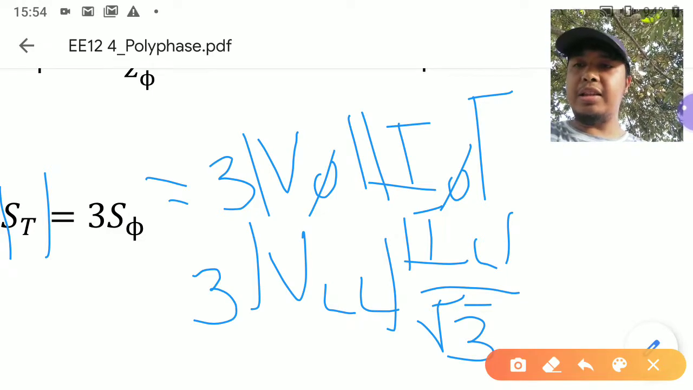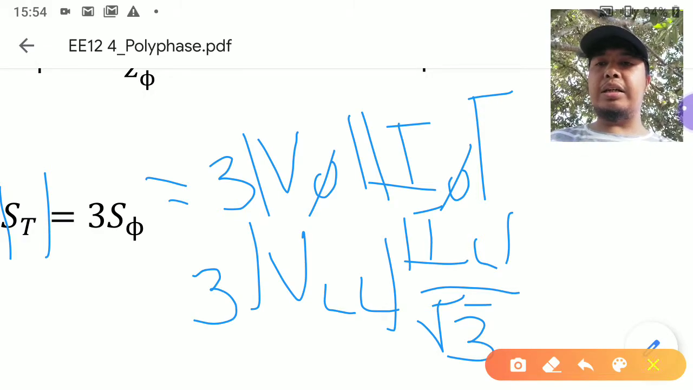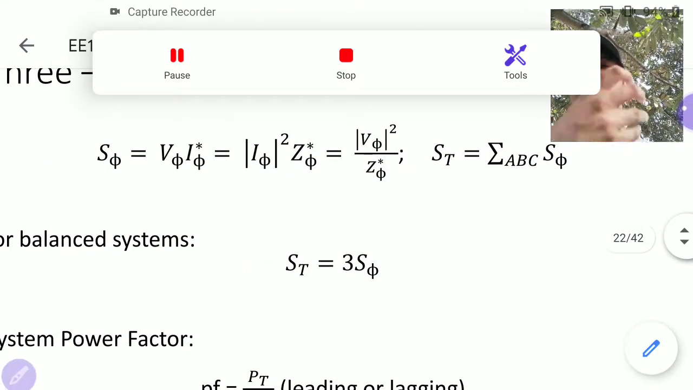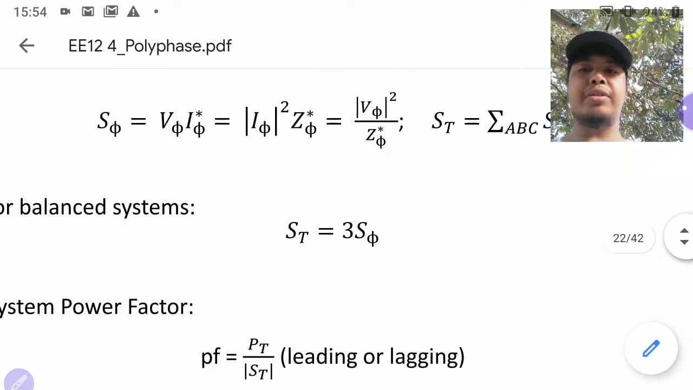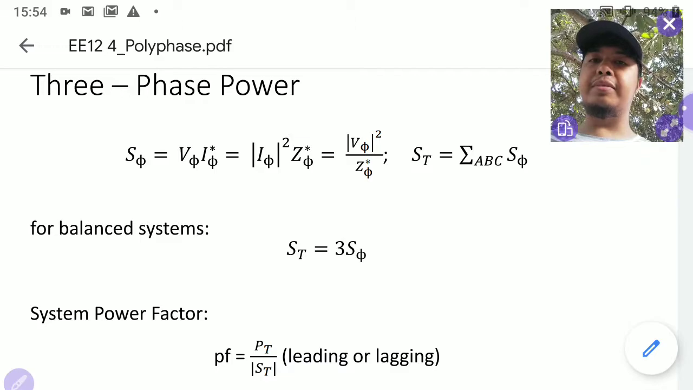So yeah, I think that's three-phase power, per phase power equation in line-to-line parameters, power factor. I'll talk about power factor correction later.